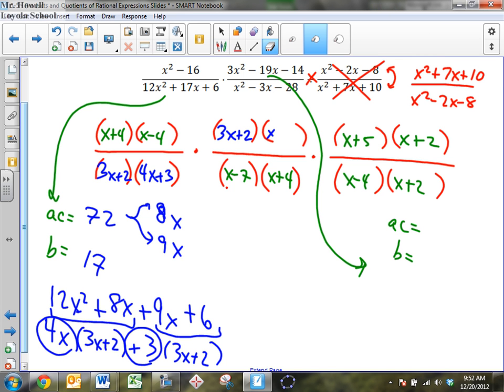Why does this need to be minus 7? Because what's 2 times negative 7 going to give you? Negative 14.